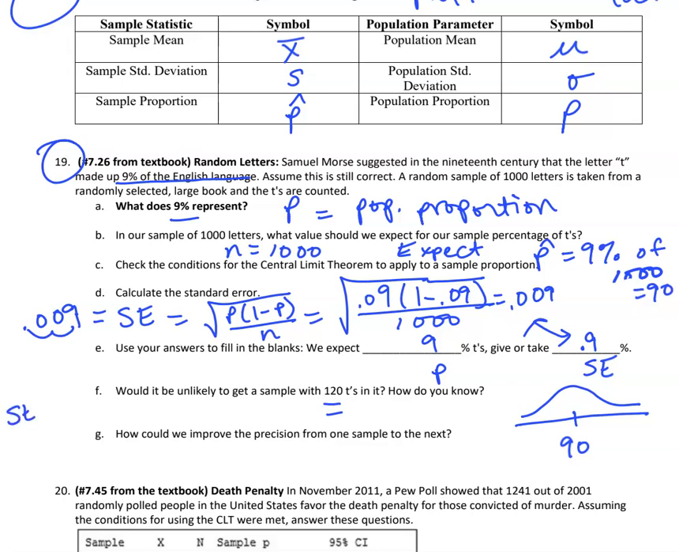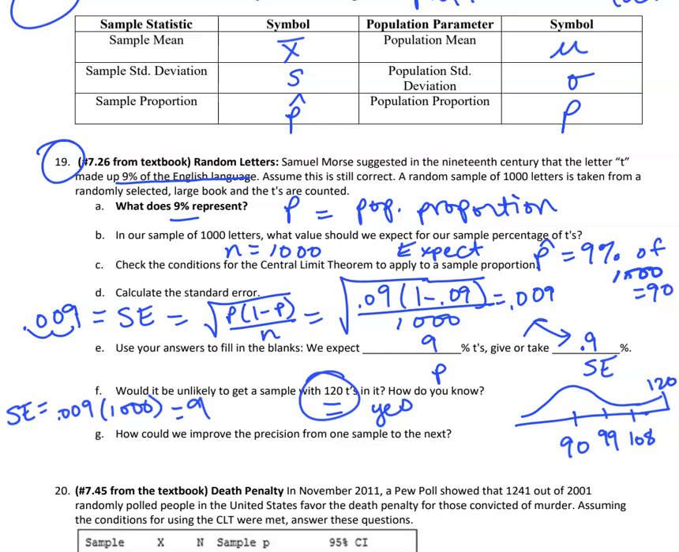So my standard error would be 0.009 times 1,000. If we do 0.009 times 1,000, I'm getting 9 again. So my standard error is 9. So 1 standard error above would be 99. 2 standard errors above would put me at 108. So if I'm at 120, is that outside of 2 standard errors? Yes, 120 would definitely be considered unusual because it's past 2 standard errors.